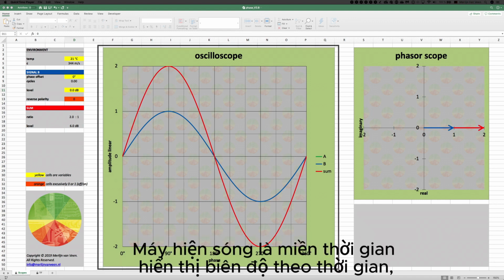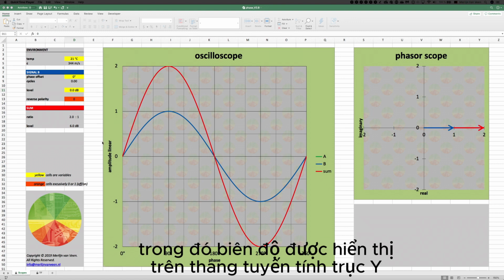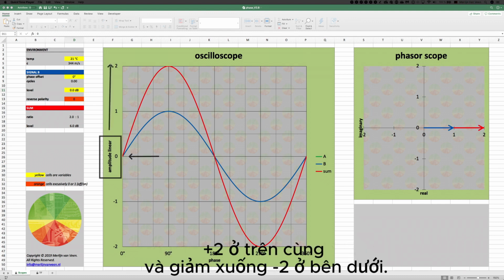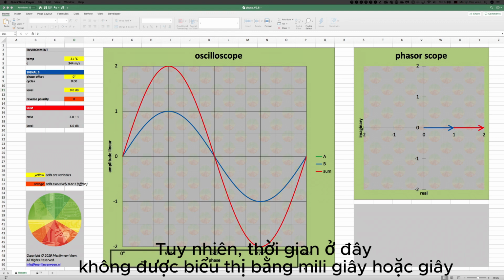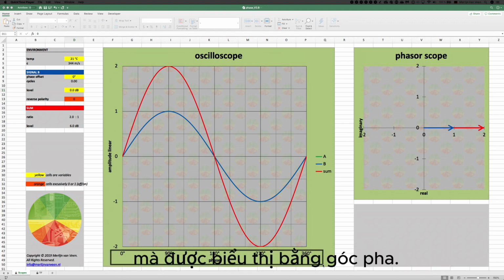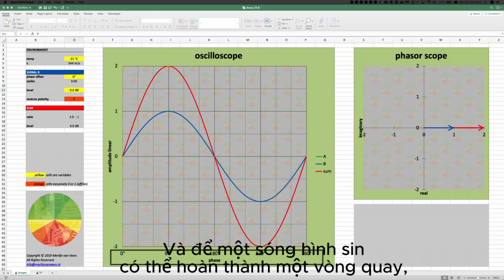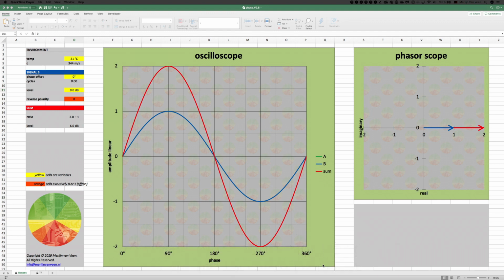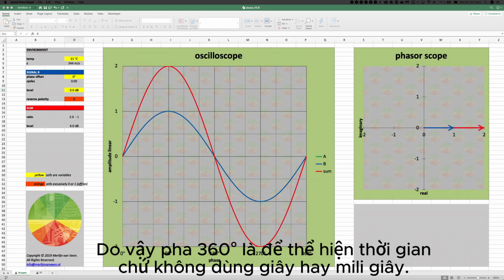The oscilloscope is time domain, showing you amplitude over time, where amplitude is shown on the y-axis, linear scale, no decibels whatsoever, with a zero value in the middle, going all the way to +2 at the top and dropping to -2 at the bottom. Time, however, is not expressed in milliseconds or seconds, but is expressed in degrees of phase. For a single sine wave to complete one revolution, it has to complete a 360-degree revolution to get back where it started. So we use 360 degrees of phase to express time rather than seconds and milliseconds.